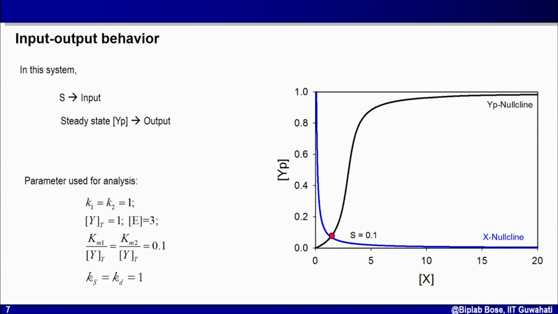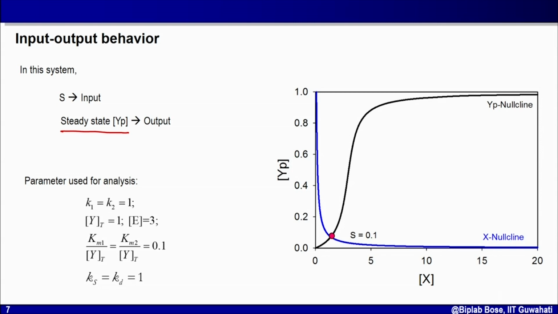Remember, the input to this circuit is S, the signal. What can be the output? I can consider the steady state value of YP as my output. So if the steady state value of YP is my output and S is my input signal, now I want to see how my output changes as I change S. To do that, I will again take the phase plane plot and try to understand.